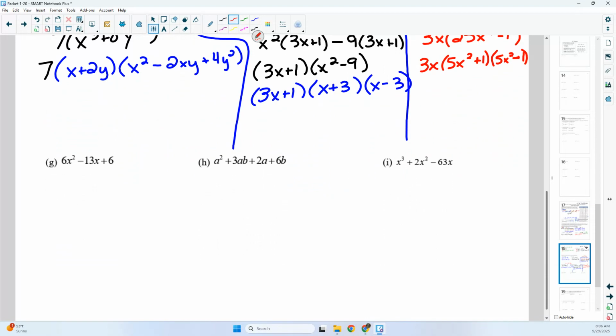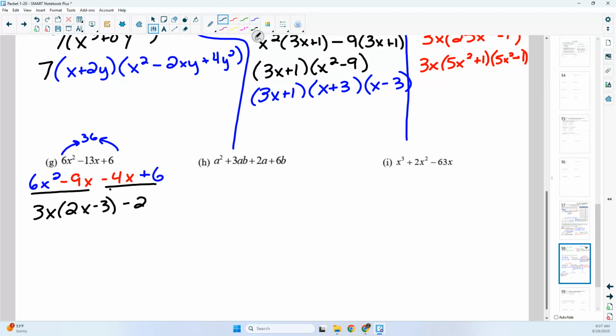Looking at the next one, we don't have a GCF. So we're going to go right to AC grouping because we have a trinomial with the right structure. So I get 36 for my multiplying number. Factors of 36 that add up to negative 13 would be negative 9 and negative 4. So from there, I go to grouping, take out a 3x, take out a negative 2 to flip the signs so that it matches. So we get 2x minus 3 times 3x minus 2.